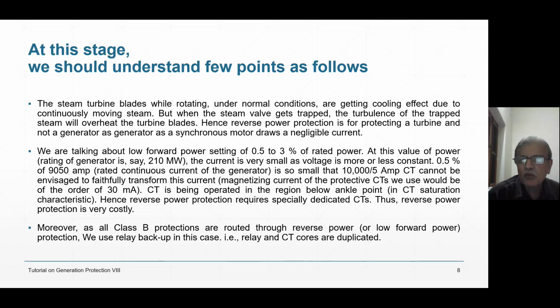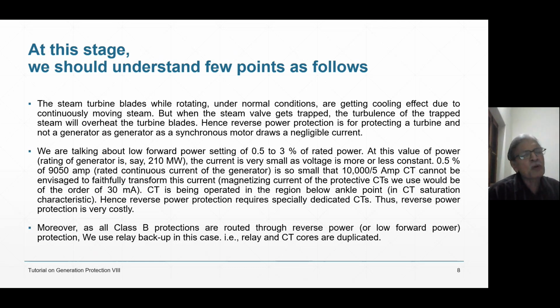And 50 divided by 2000 is 45 divided by 1000. So some 45 milliampere of current is involved. Of this 45 milliampere, 30 milliampere is consumed by the magnetizing path. The protective CT consumes 30 milliampere as magnetizing current. Now this is 45 milliampere, so we are left with only 15 milliampere to sense the protection.